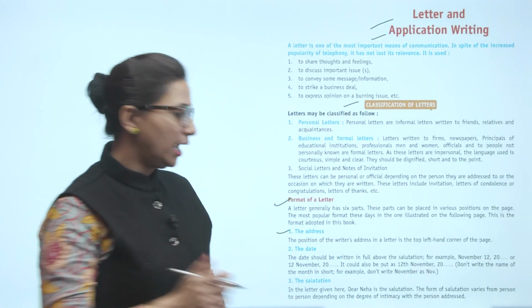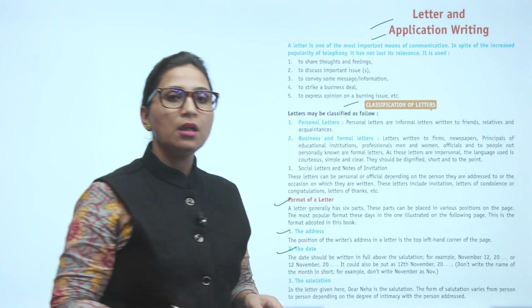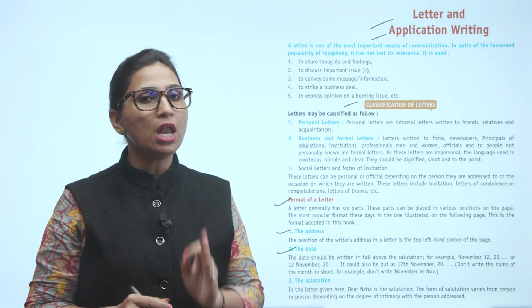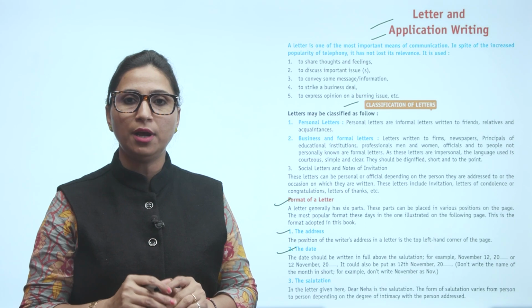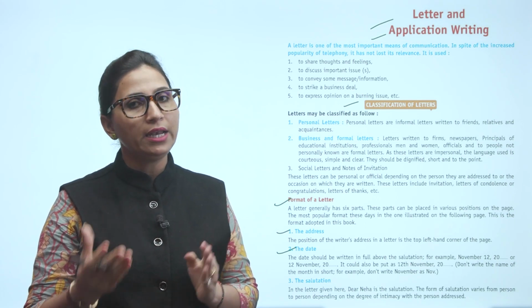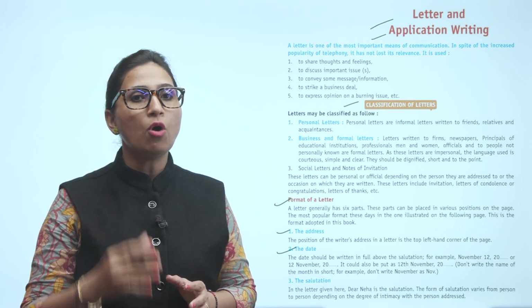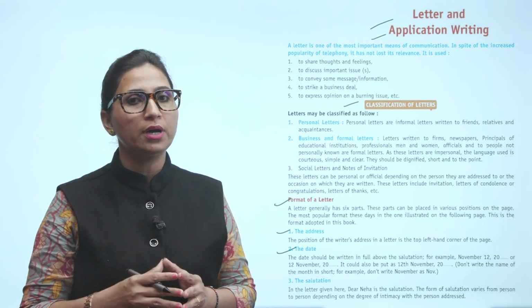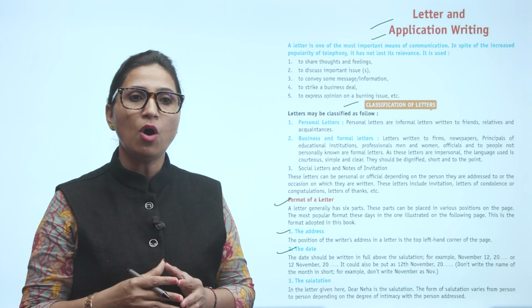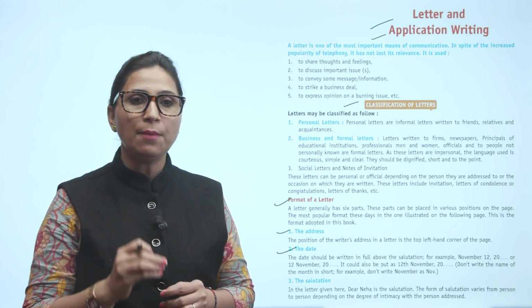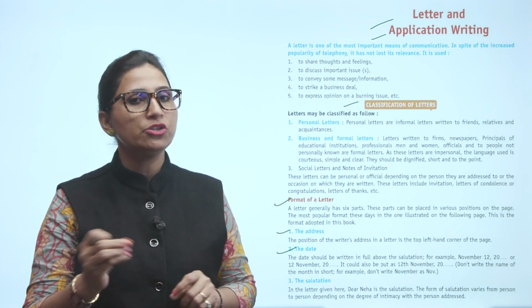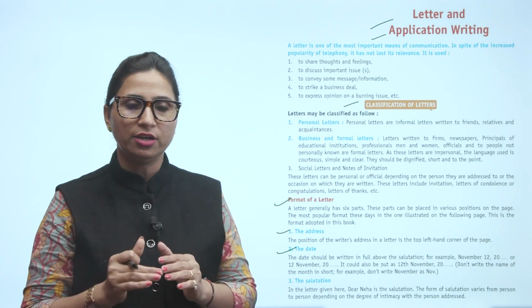Next is the date. The date should be written in full above the salutation. For example, November 12, then year, or 12 November, then year. It could also be put as 12th November. Don't write the name of the month in short. For example, don't write November as Nov. ठीक है, full date write करनी है आपको.